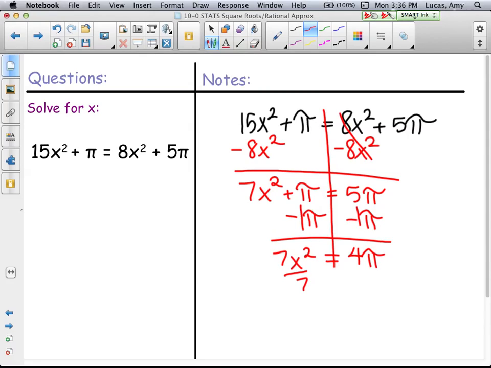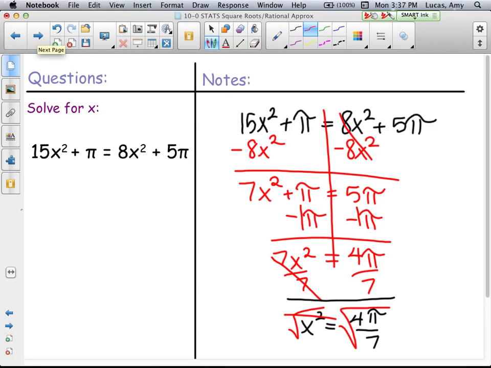I divide by 7, and then x squared equals 4 pi divided by 7, and I can just take the square root on both sides. So that's what my answer would look like. The square root of 4 pi over 7. And it could have a plus or minus sign in front of it, just like on the last one.